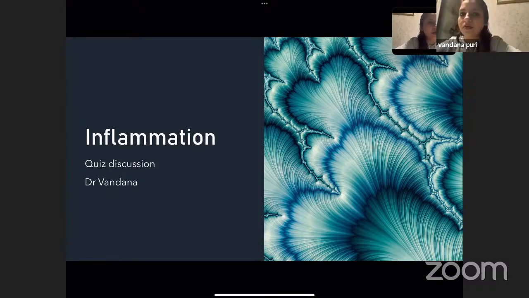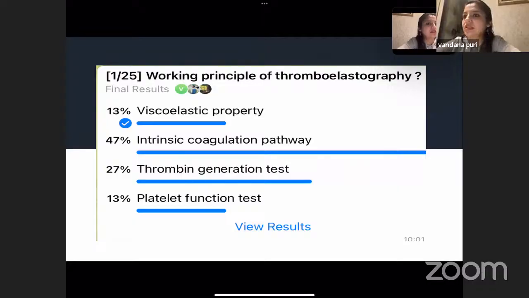Basically, this was a quiz that we did in inflammation and neoplasia, and let's quickly discuss it. One of them was a very simple question: what is the working principle of thromboelastography? We'll discuss more about it when we study hematology, but this is one of the repeat questions that you should remember. Thromboelastography is one of the point of care testing. So what is this called as point of care testing?